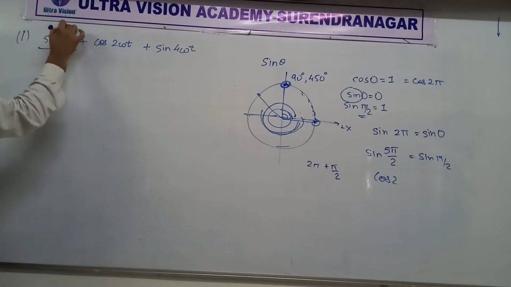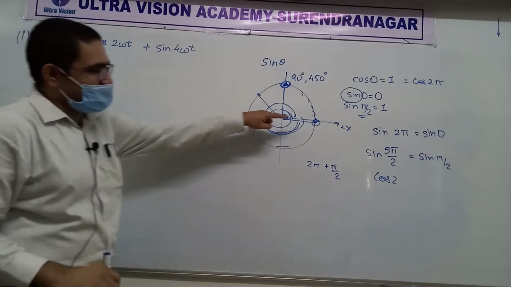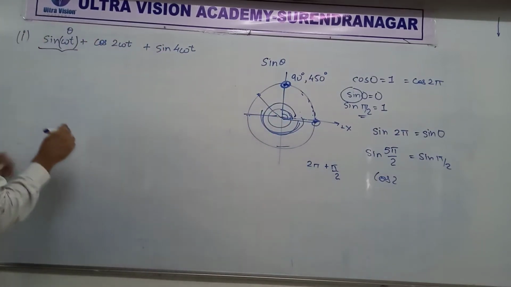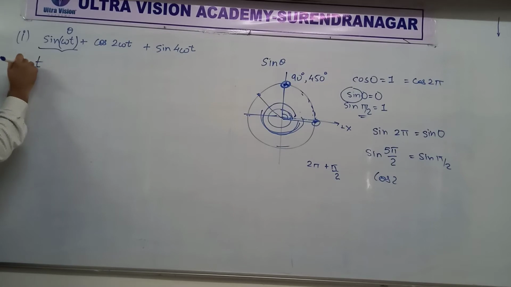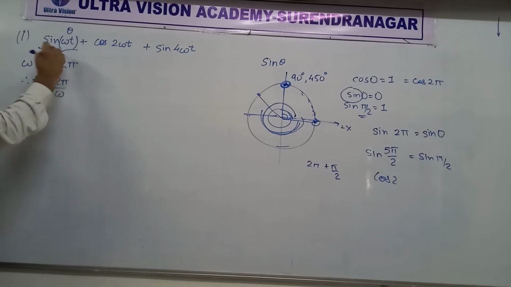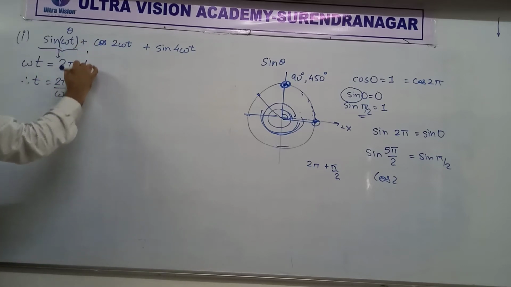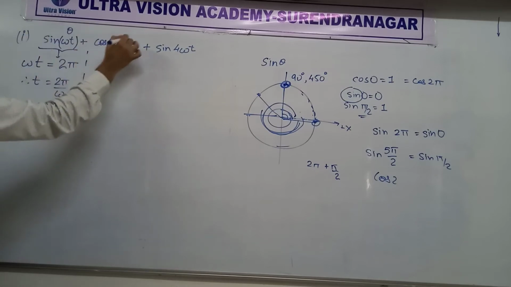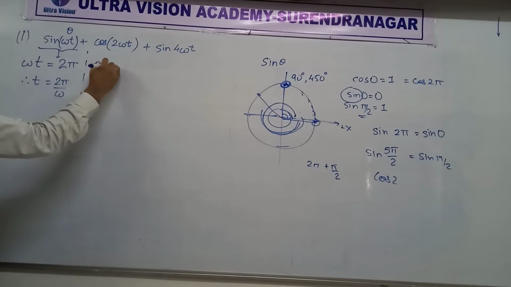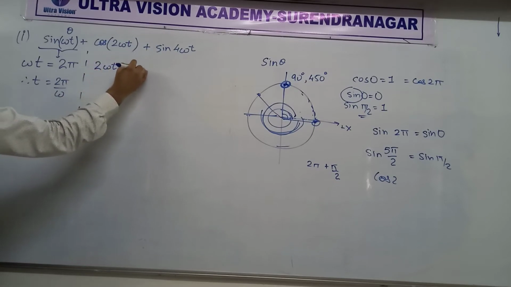Again, this is the angle theta. When the angle theta changes by 360 degrees, that is 2 pi, this will repeat. So this is going to repeat when omega t changes by 2 pi. That is, this will repeat after 2 pi by omega. That's the first term. Now, look at the second one. Here, this is the angle. So that will repeat when the angle changes by 2 pi.